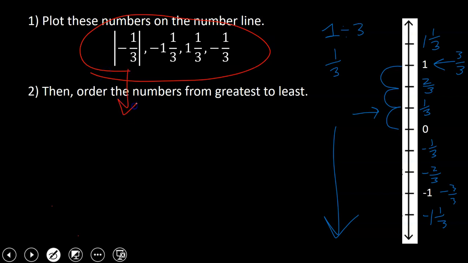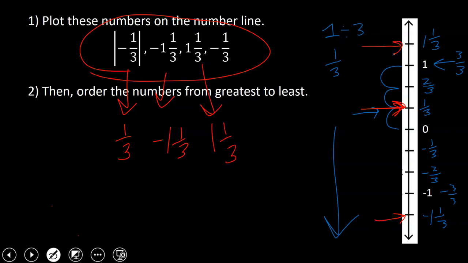So the absolute value of negative 1/3 is 1/3. So that's the first mark that I need to make, at 1/3. I'm just going to draw a line to 1/3 because it's easier for me to draw than a dot using this drawing tool. Then I need to mark negative 1 1/3. So negative 1 1/3 is right here. And then after that, 1 1/3. So positive 1 1/3 is up here. And then last, I'm marking negative 1/3. So negative 1/3 is right here. So I've marked my 4 numbers.